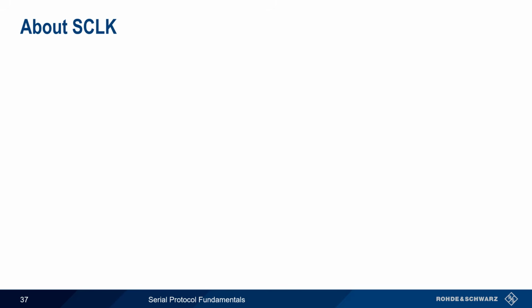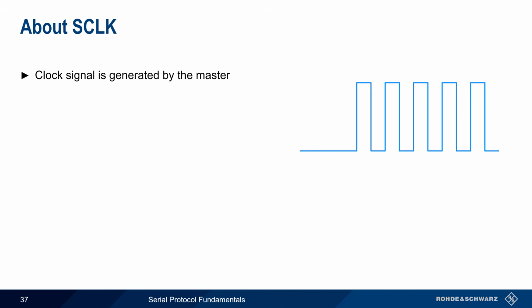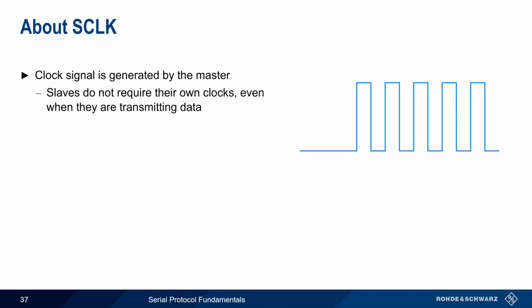After the master pulls CS low to initiate communications, it then begins to generate the clock signal. One of the advantages of this arrangement is that slaves do not require their own clocks, even when they're transmitting data to the master. SPI does not have standardized clock rates, but typical maximum speeds are in the megahertz range, which means that SPI is usually faster than UART or I2C.